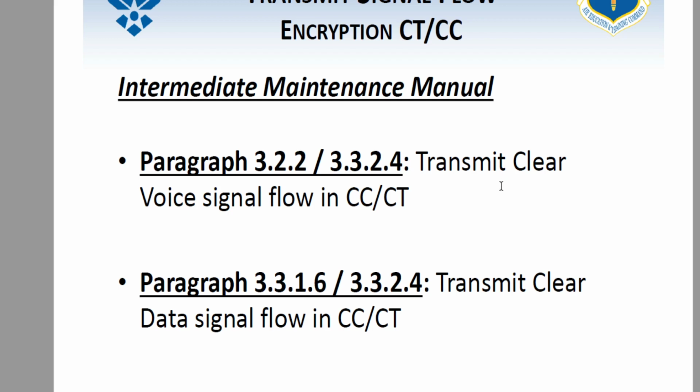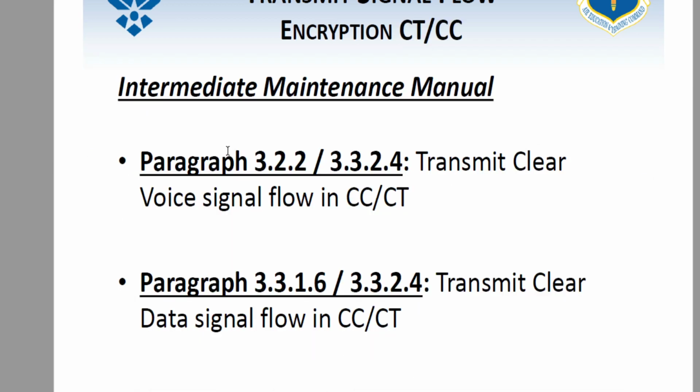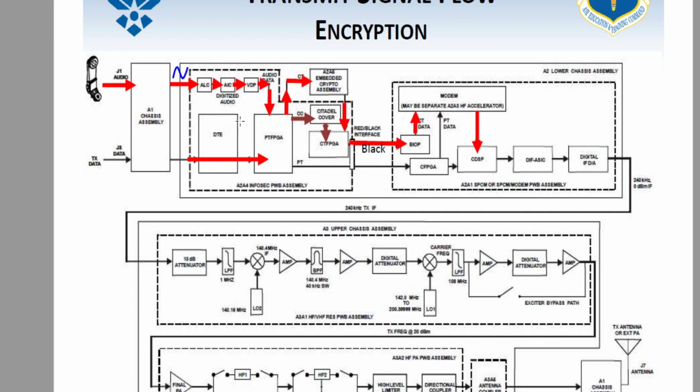So then we'll talk about transmit clear voice signal flow in CC/CT. So this is actually going to be encryption we're talking about next. If you're following along in your text, it's these sections right here, 3.2.2.2, 3.3.2.4, and then 3.3.1.6, and 3.3.2.4. So now it kind of looks like it's doing both at the same time, because it is, and I wish they did this diagram a little bit differently for y'all, because this is way too confusing to just throw all these arrows in here at once.